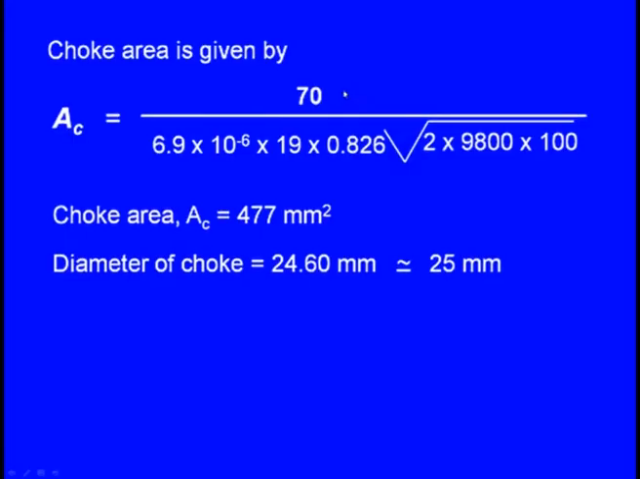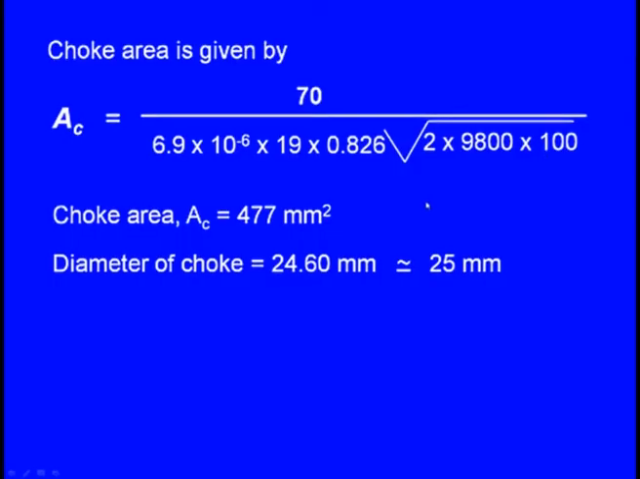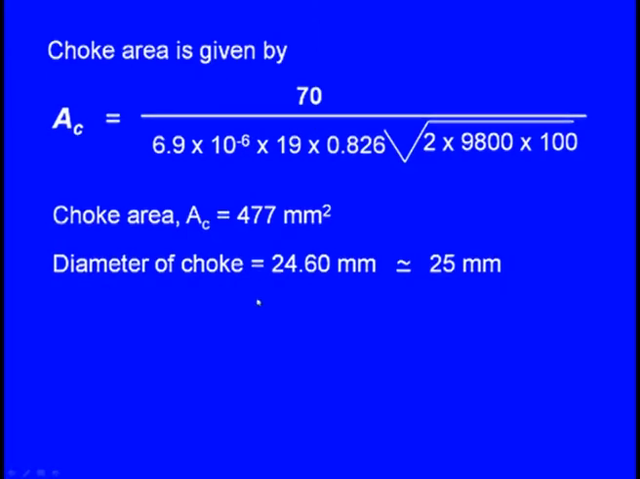Now, choke area is given by AC is equal to 70, that is the weight of the poured metal, divided by 6.9 into 10 to the power of minus 6 into 19, this is the pouring time, right? And here we have taken 0.8, so 0.8 whole multiplied by root of 2 into 9800 into 100. Choke area is equal to 477 square millimeters. This is the choke area. Generally, the choke area will be a circle. That being the case, what should be its diameter? If we simplify this, the diameter of the choke will be 24.60 millimeters, which is almost equal to 25 millimeters.